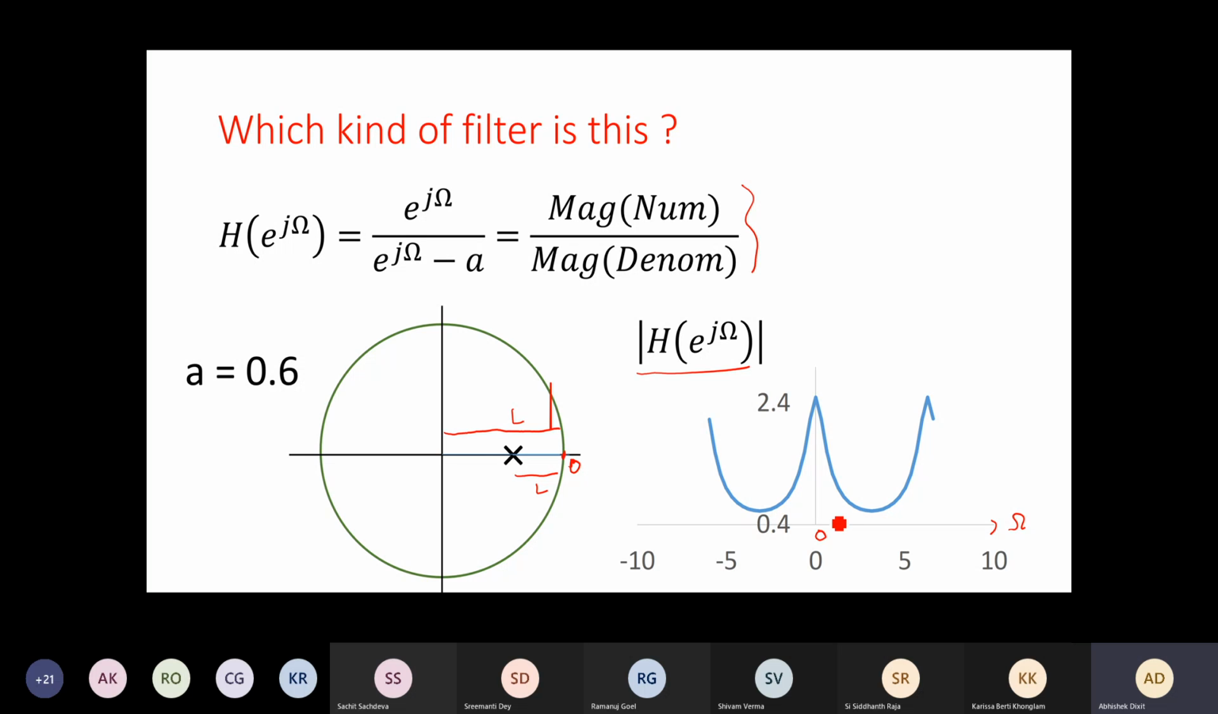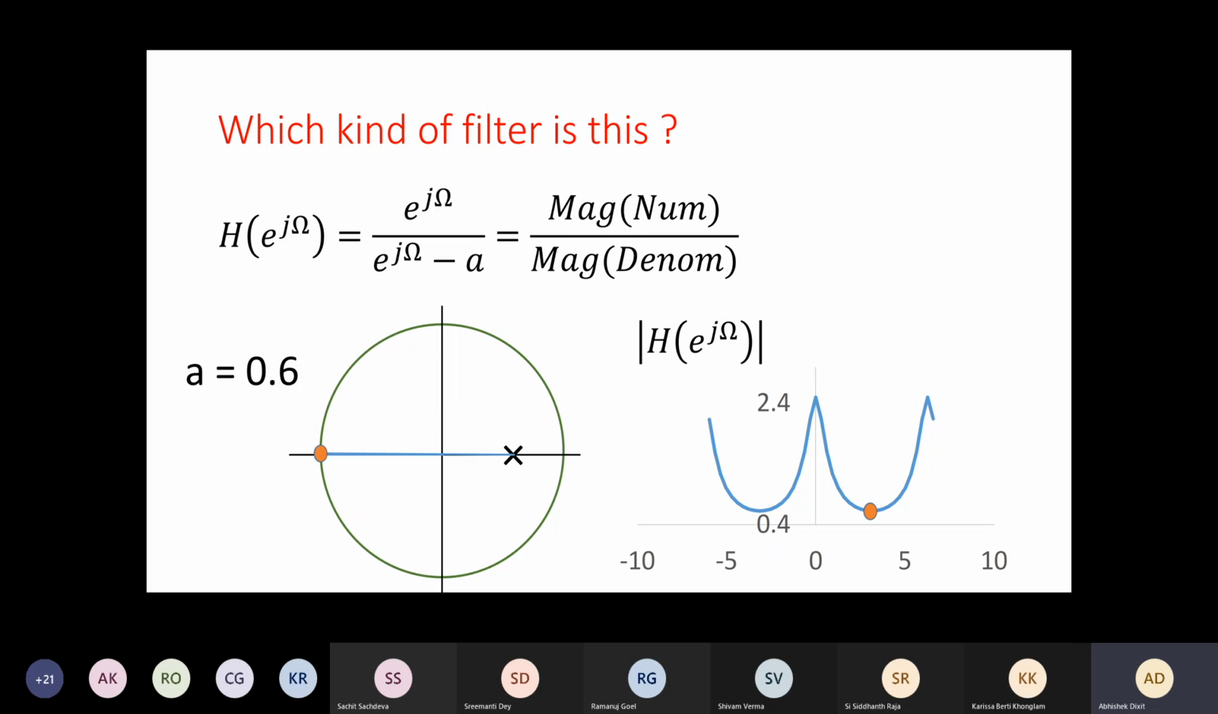Now I increase my omega. The length, this length remains constant because this is the radius of the circle. This will always remain constant, divided by this length will give us the magnitude of H(e^jω). This length will increase, as you can see, compared to this length. Hence, the magnitude of H(e^jω) will decrease, which it has decreased. So you can imagine the frequency response to decrease as omega increases.